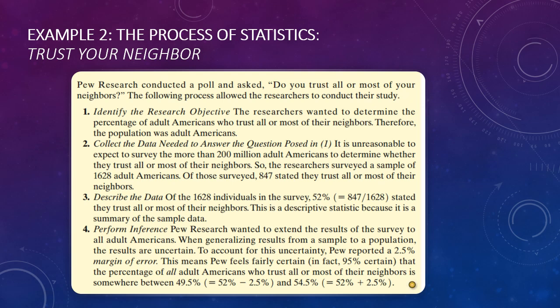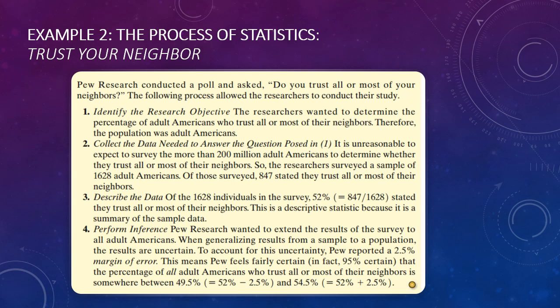Step 2, collect the data needed to answer the question posed in step 1. As we mentioned before about population versus sample, it's unreasonable to expect to survey the more than 200 million adult Americans to determine whether they trust their neighbors or not. So the researchers surveyed a sample of 1,628 adult Americans. Of those surveyed, 847 stated that they trust all or most of their neighbors.